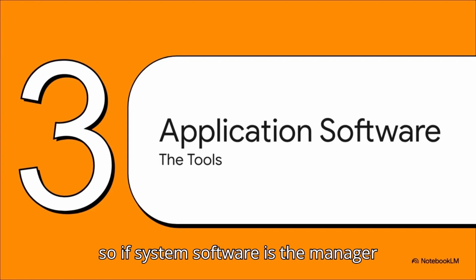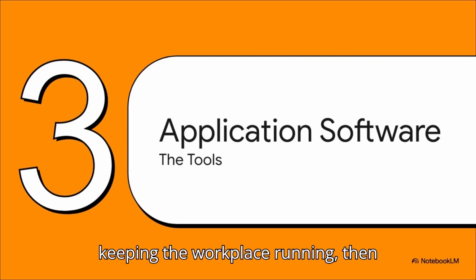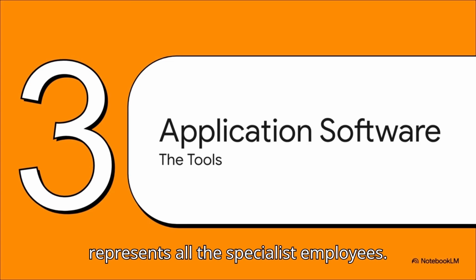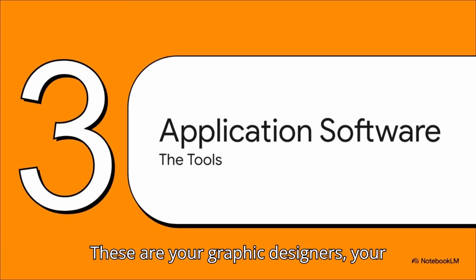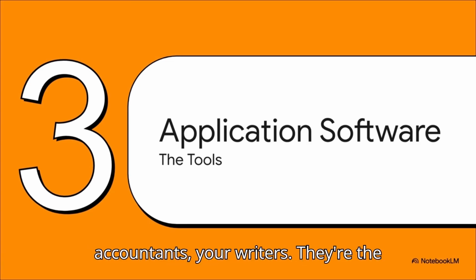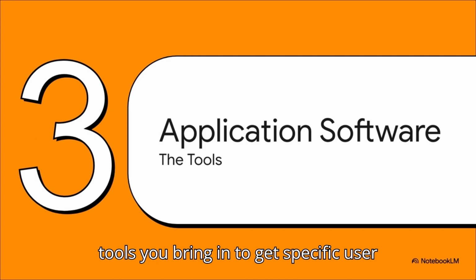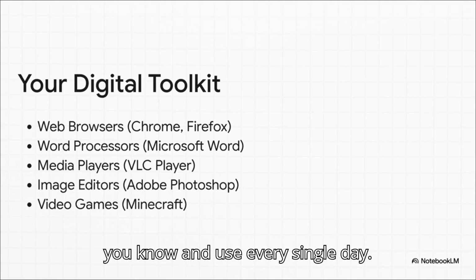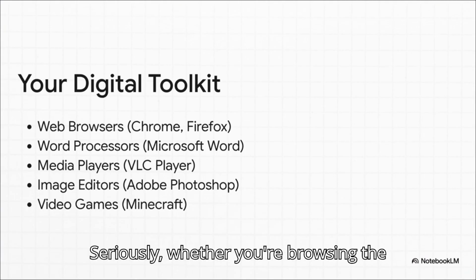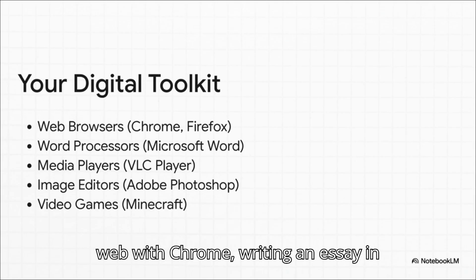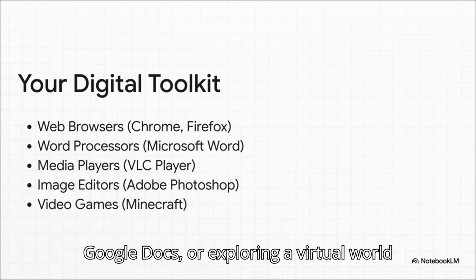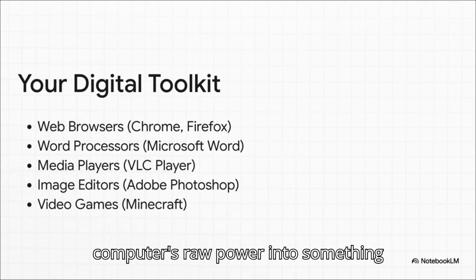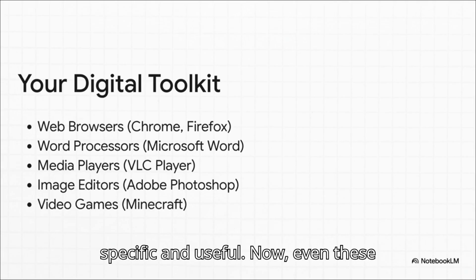Okay, so if system software is the manager keeping the workplace running, then application software, well, that represents all of the specialist employees. These are your graphic designers, your accountants, your writers. They're the tools you bring in to get specific, user-facing jobs done. And these are the tools you know and use every single day. Seriously, whether you're browsing the web with Chrome, writing an essay in Google Docs, or exploring a virtual world in a video game, you are using application software to turn the computer's raw power into something specific and useful.